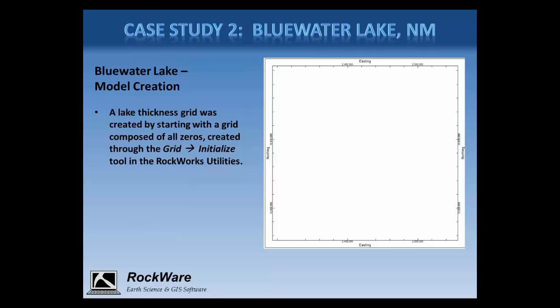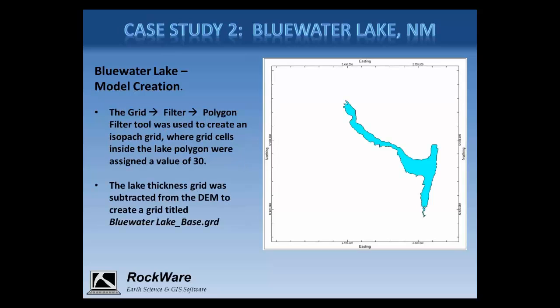The last step was the creation of the base surface for the BLUEWATER lake formation, and I did this by creating a grid composed of all zeros. This can be done through the Grid Initialize tool in the utilities. I then used the grid polygon filter to assign a value of 30 to all of the grid cells that fall within the lake polygon boundary. In this model, the lake has a constant depth of 30 feet.